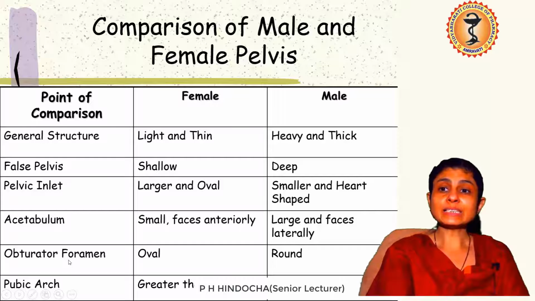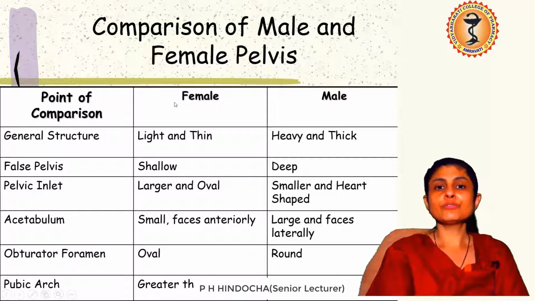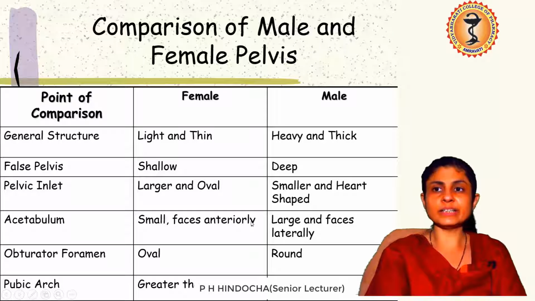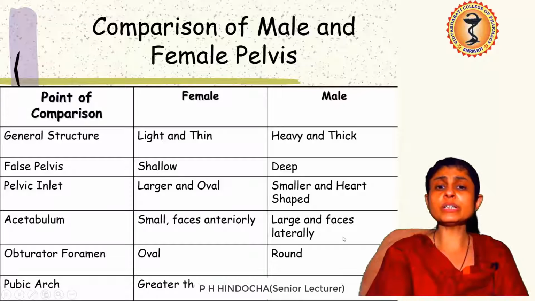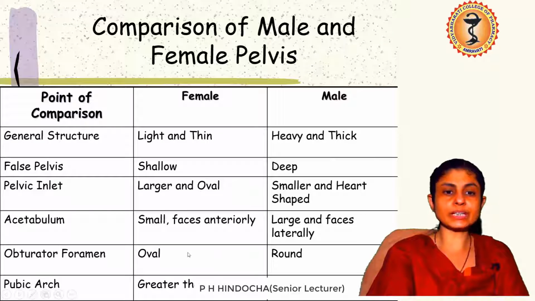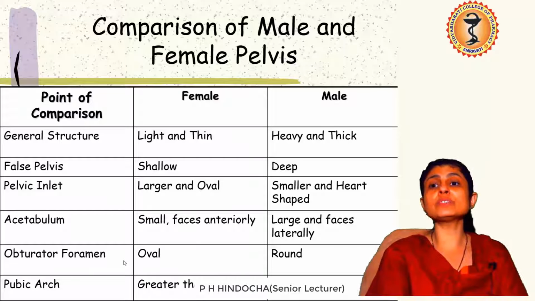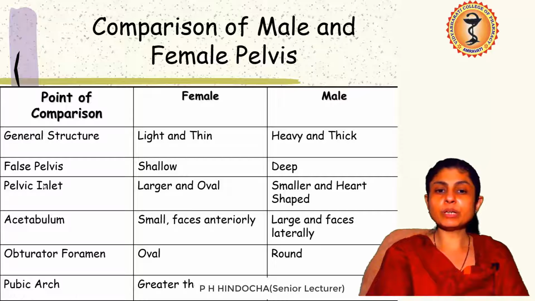heart shaped. Acetabulum, the cavity into which the head of the femur fits. The female body has a small one and it faces anteriorly, that is, towards the front. In the male body, it is large and it faces laterally, that is towards the side. Obturator foramen, the large opening which is present at the bottom of the hip bone. In the female body, it is oval, and in the male body, it is round.